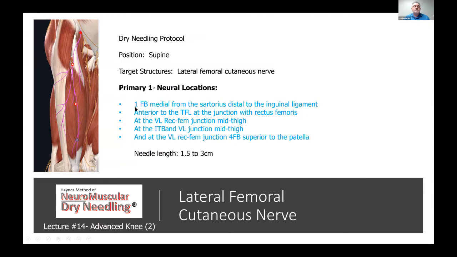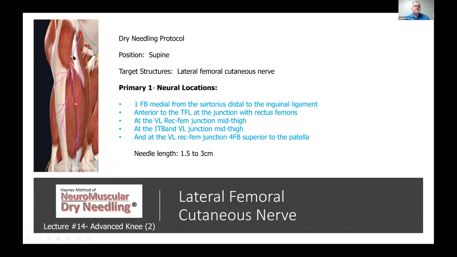Our primary location is going to be 1 finger breadth medial from the sartorius, distal to the inguinal ligament, anterior to the TFL at the junction of the rec fem. We'll also go at the vastus lateralis rec fem junction mid-thigh, and then at the IT band vastus lateralis junction mid-thigh, and then at the vastus lateralis rec fem junction, 4 finger breadths superior to the pole of patella.